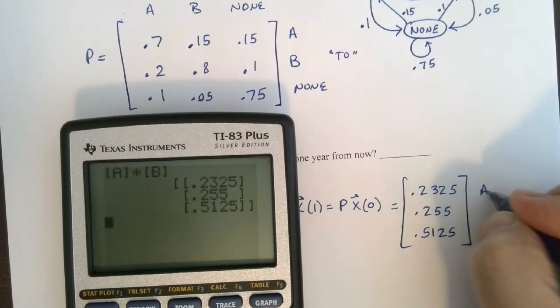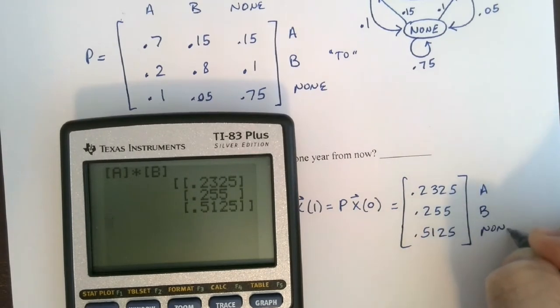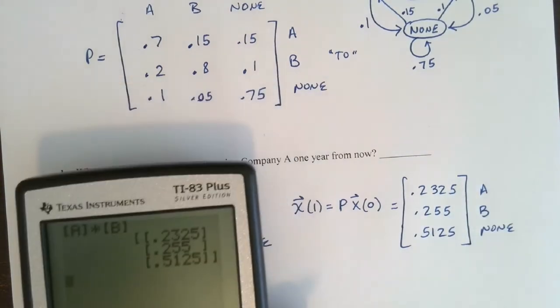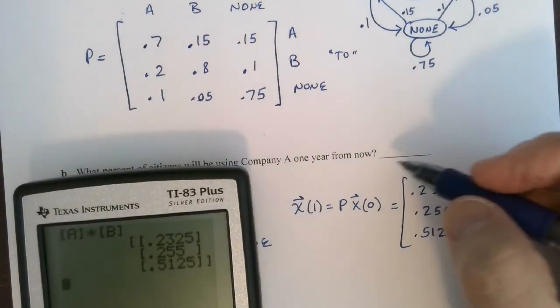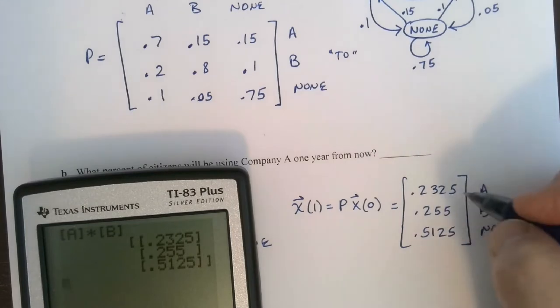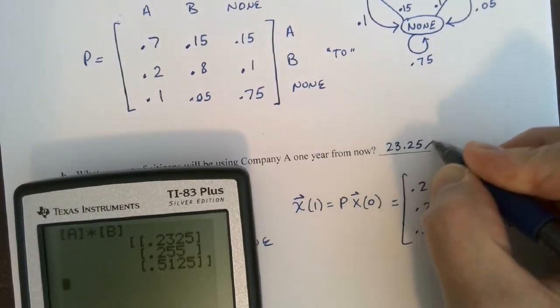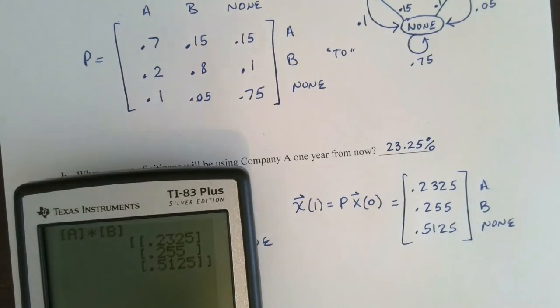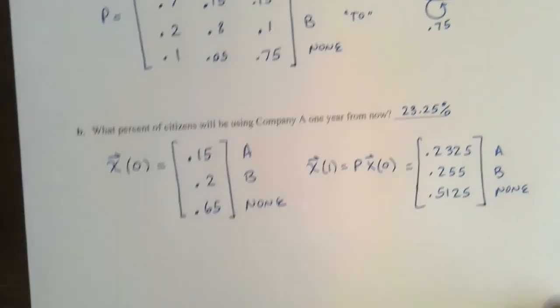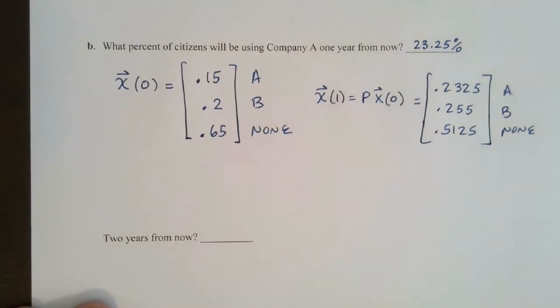Keep in mind, in the same order, A, B, and none. So after 1 year, we wanted to know what percentage of citizens will be using company A for cable: 23.25%. There's our answer.